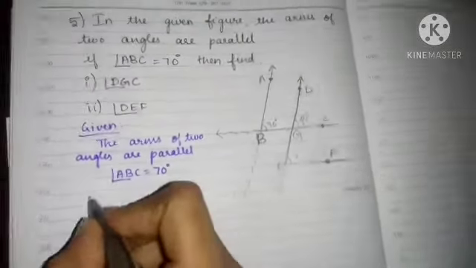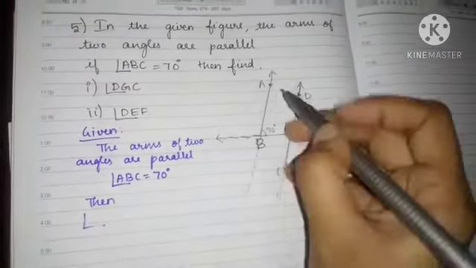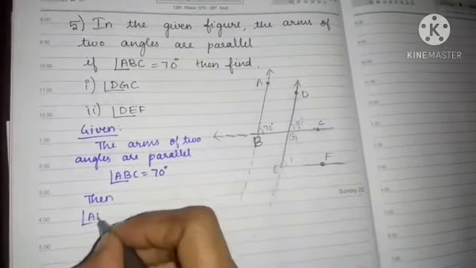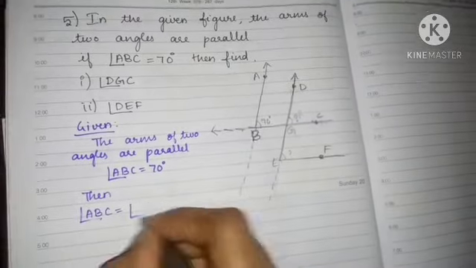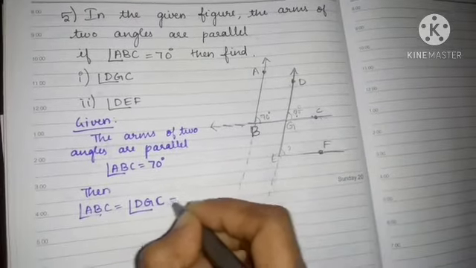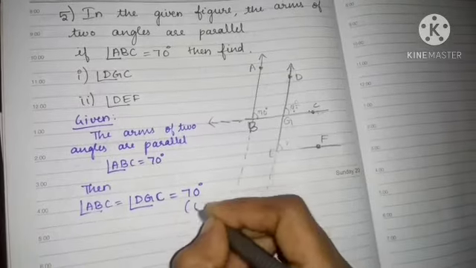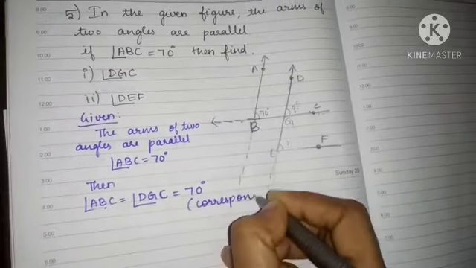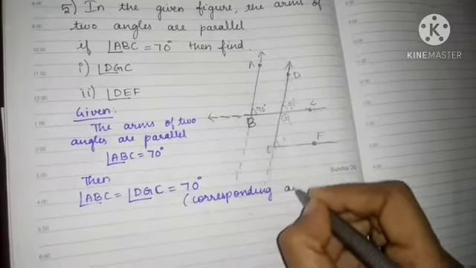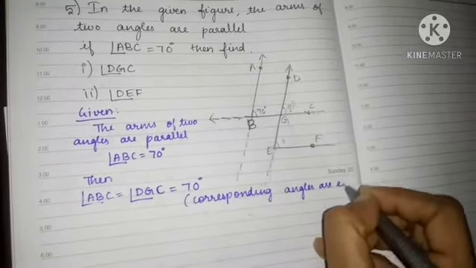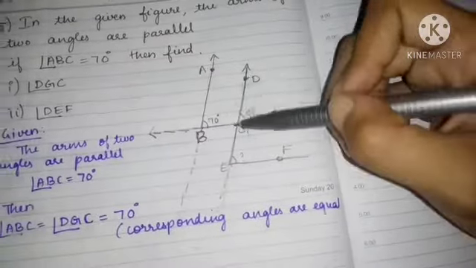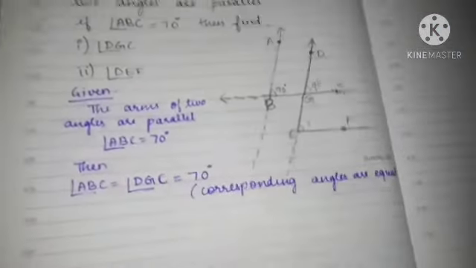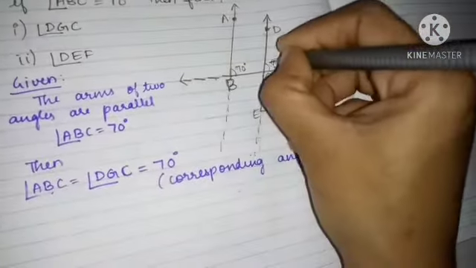Okay, then angle ABC is equal to DGC. Angle DGC is equal to 70 degree because corresponding angles are equal. Okay, ABC equal to DGC, which is 70 degree. Corresponding angles are equal. Next, first, so I have found the value here as 70 degree.